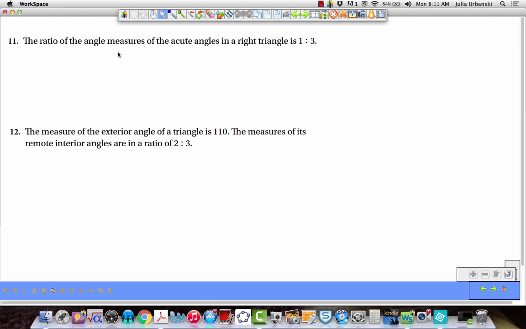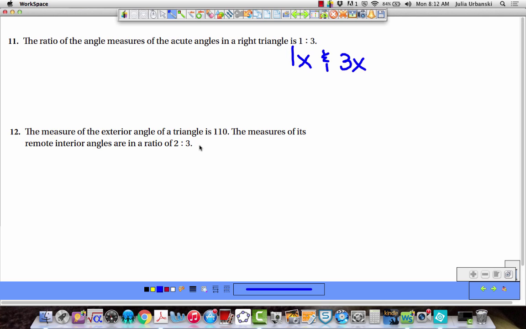The ratio of the angle measures of the acute angles in a right triangle are 1 and 3. Now here's the first thing. Whenever you see it written like this, automatically change it to 1x and 3x. Whenever they write a ratio like that, they mean 1x and 3x. Same thing right here. When they have a ratio of 2 to 3, you say 2x and 3x.